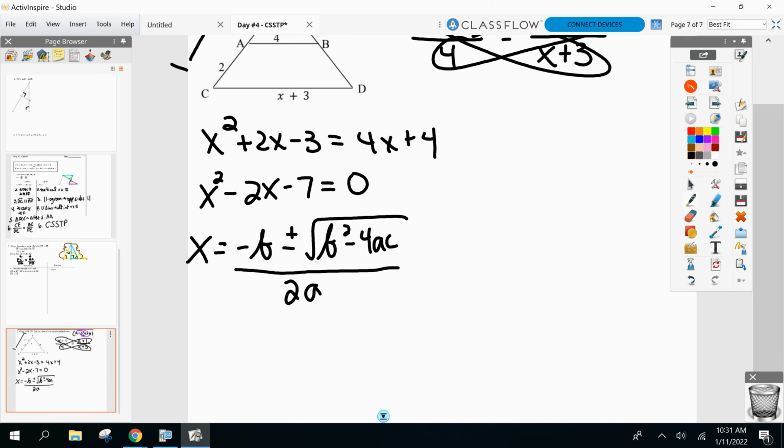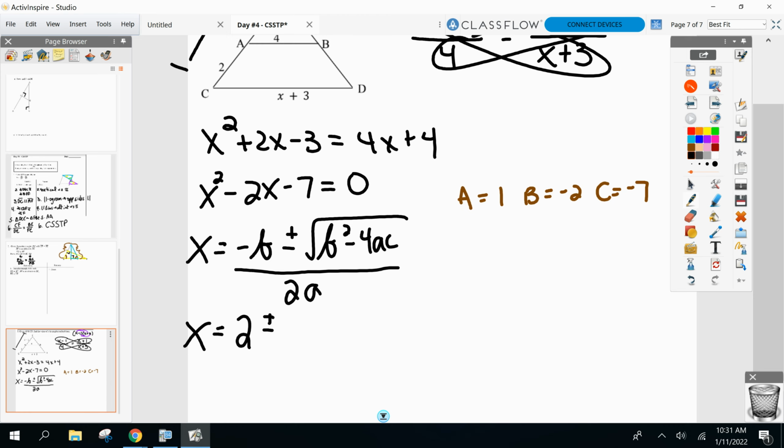Ready? What's my a value? 1. B value: negative 2. C value: negative 7. All right, let's go one at a time here. What's getting plugged in for negative b? Negative 2 is b. What's negative b? Positive 2.